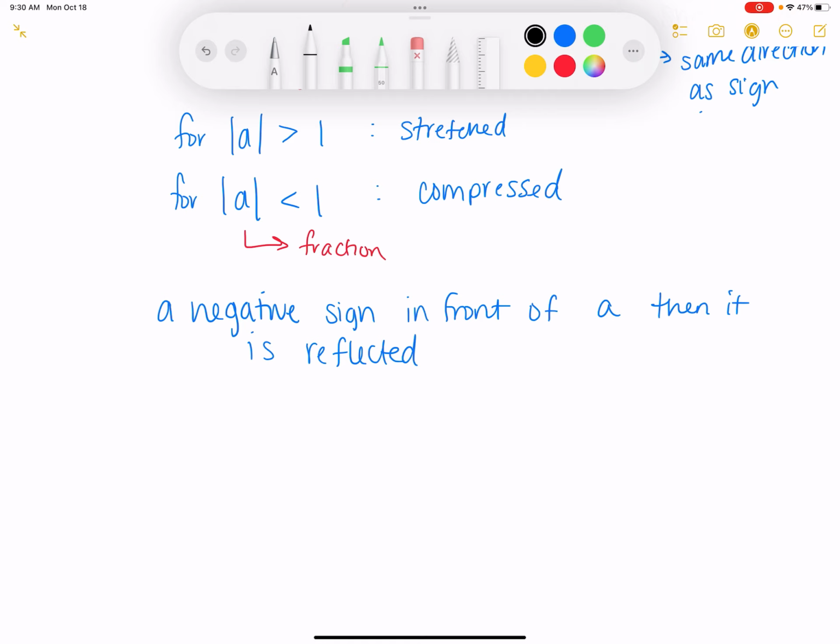So number 4, y is equal to the absolute value of x plus 2.